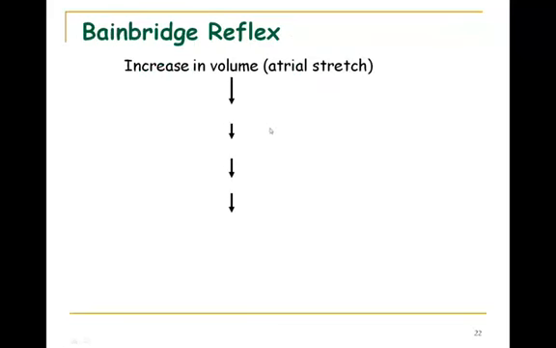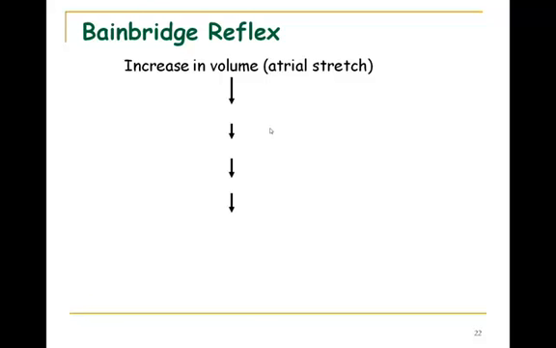Another reflex that is important is something called the Bainbridge reflex. It's similar to the atrial stretch that we talked about when we discussed the intrinsic regulation of cardiac output, whereby you have an increase in volume. It stretches those P cells in the atria, which causes your heart rate to increase. But this one is an actual reflex. The atrial stretch was an innate part, inherent to the heart itself.